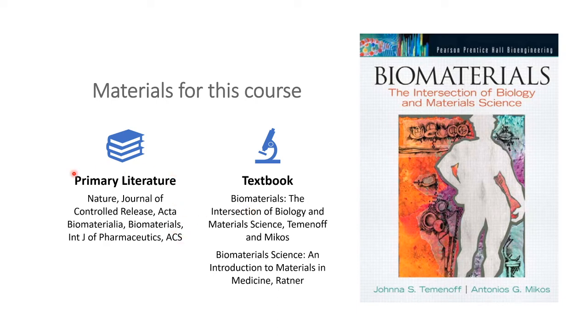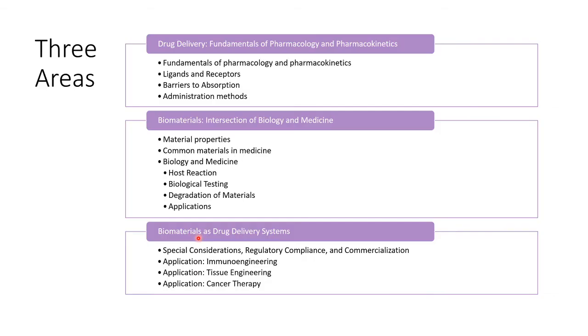And then I'll also be pulling primary literature from notable journals like Nature, as well as Journal of Controlled Release, Acta Biomaterialia, Biomaterials, and the International Journal of Pharmaceutics, and some stuff from ACS, American Chemical Society. And I'll be providing all of these through PDF if you're on the Biocord Discord server. So you can find those there.